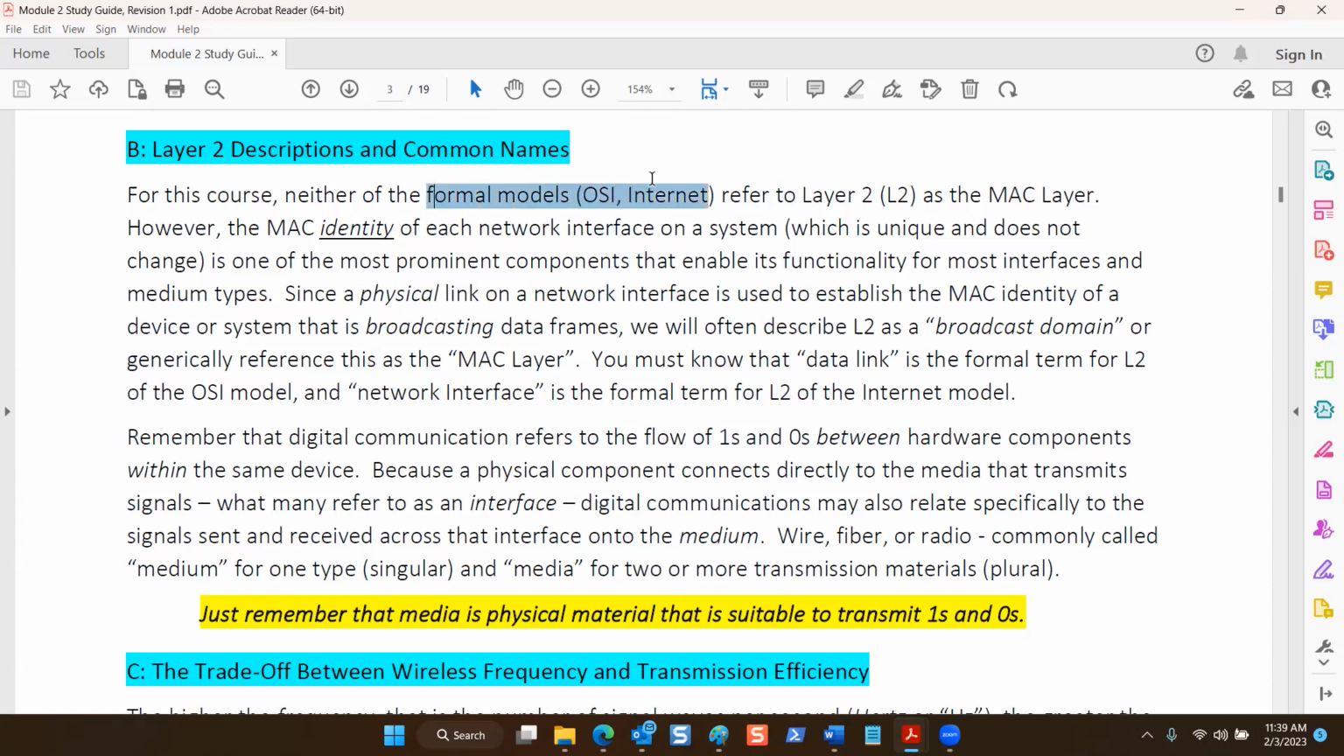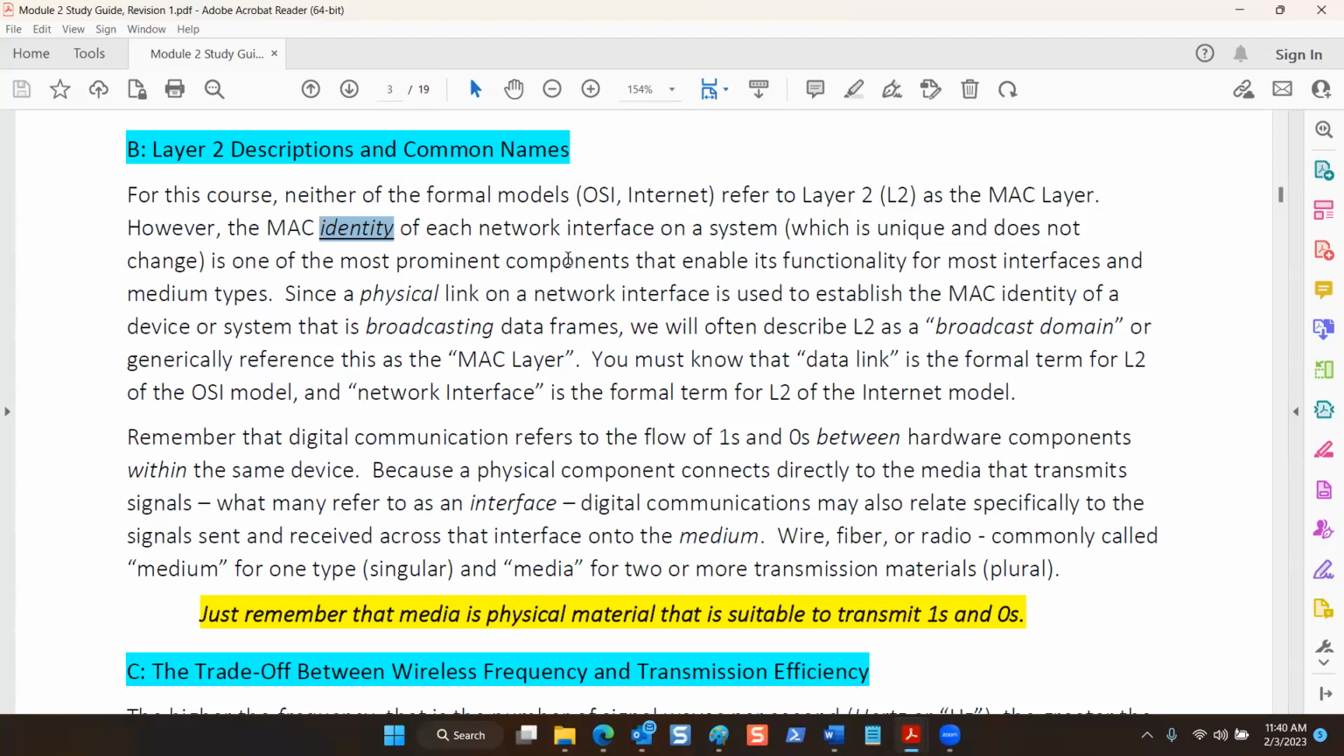Neither of the formal OSI models, OSI or internet, refer to layer 2 as the MAC layer. But you do see that in the workplace. You'll see a lot of people talk about that's on the MAC layer. When they say that's on the MAC layer, remember that the MAC is really like an identity. The media access control value is a fingerprint. So it's really like an identity. And I like to think of it as an identity instead of an address.